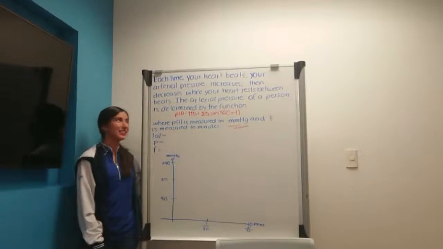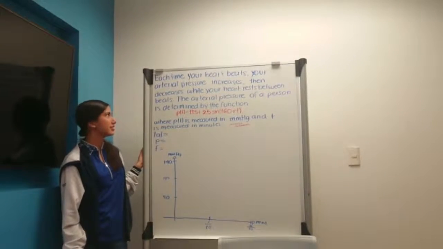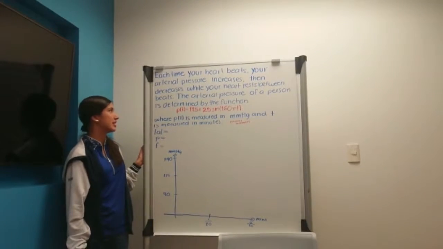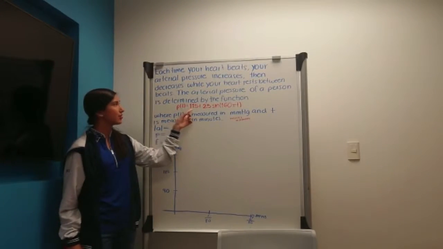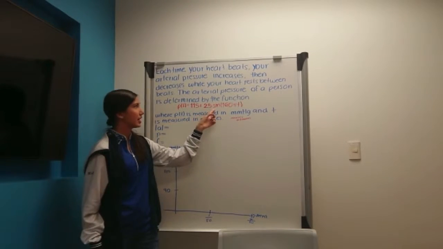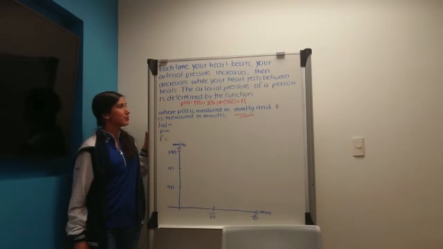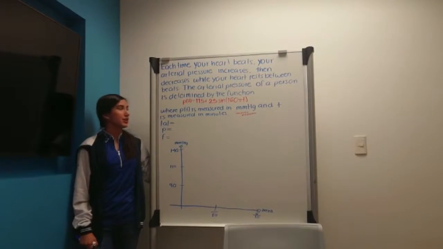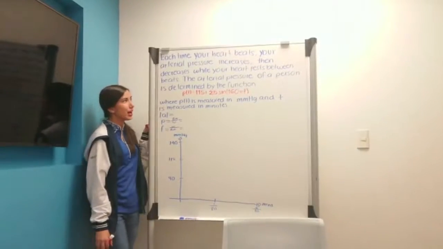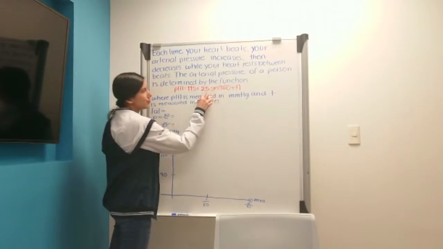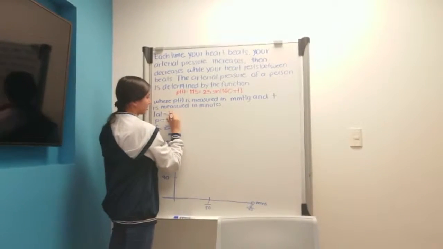The problem I was assigned says, each time your heart beats, your arterial pressure increases, then decreases for your heart rest between beats. The arterial pressure of a person is determined by the function P(t) equals 115 plus 25 sine of 160 pi t, where P(t) is measured in millimeters of mercury and t is measured in minutes. The first thing that is required is to find the amplitude. Amplitude is determined by the number before the sine or cosine function. So in this case, amplitude is 25.